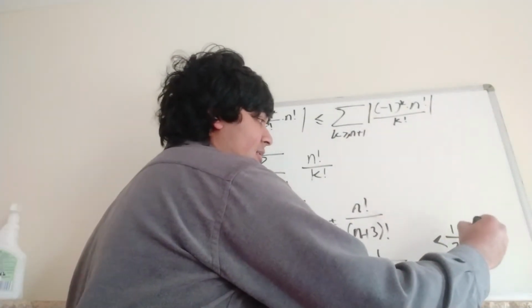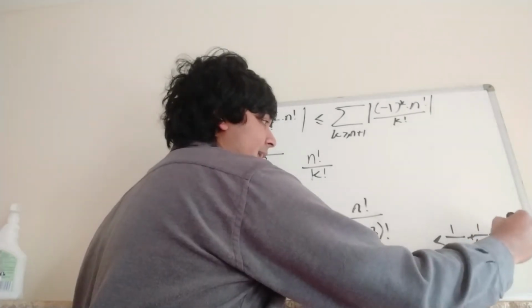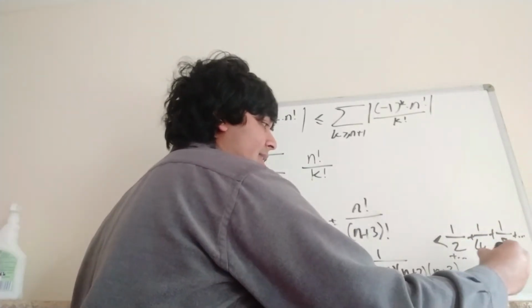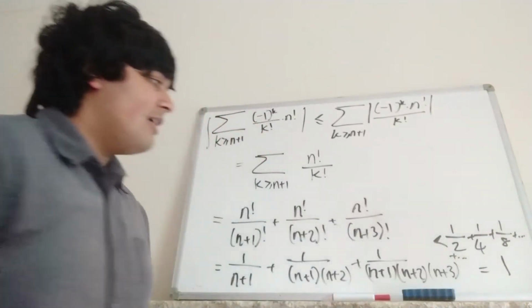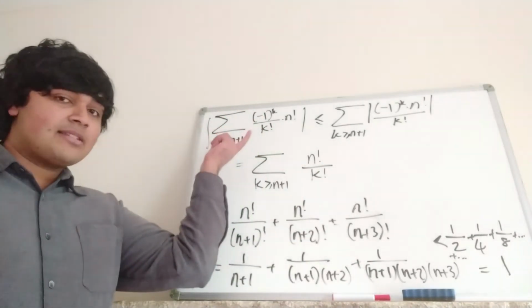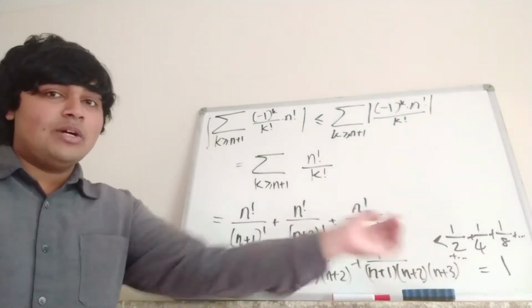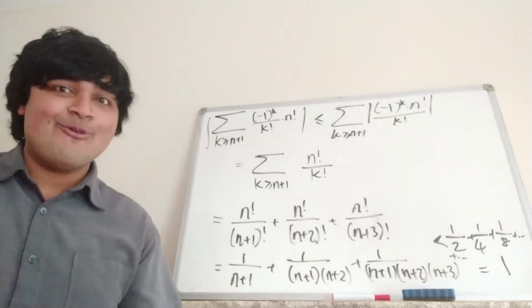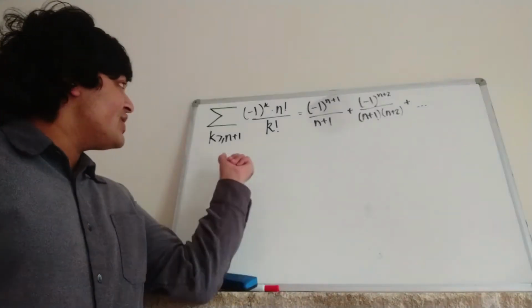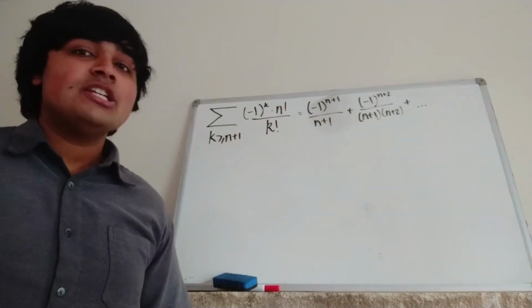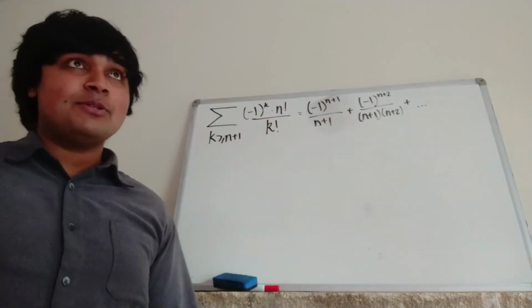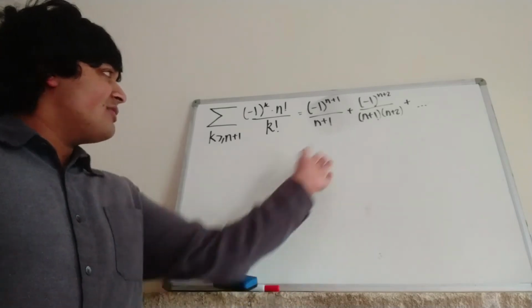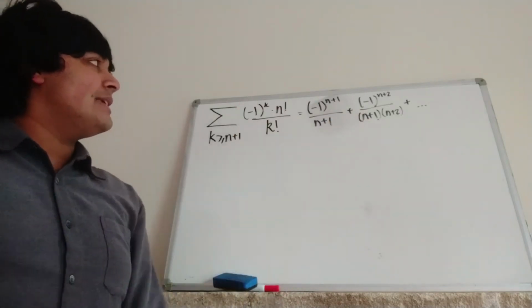So this guy here is going to be strictly less than a half, plus a quarter, plus an eighth, and so on. And this is just 1. Okay, so we've shown that the magnitude of this guy here is strictly less than 1. Now let's show whether it's positive or negative depending on whether n is odd or even. We just showed that this guy here has magnitude strictly less than 1, so that tells us it's between -1 and 1. Now I've just written out the first two terms of this sequence here.